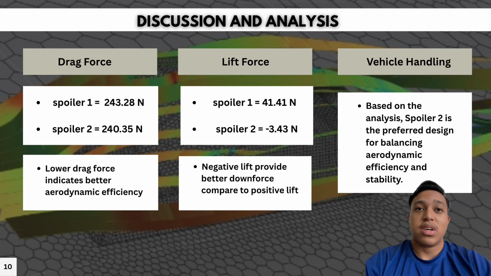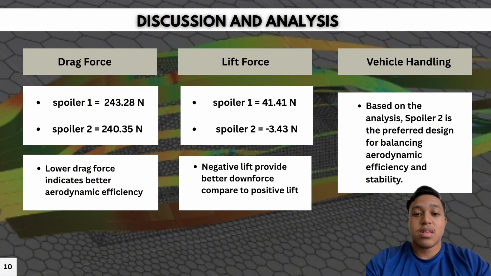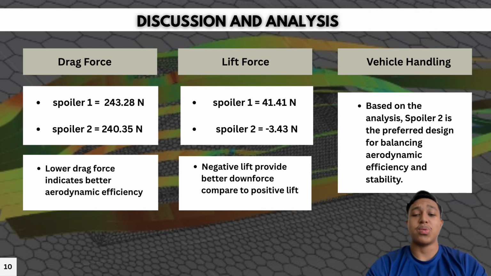So what is the drag force function? Drag force indicates the ideal aerodynamic efficiency of a sedan car that we've been using CFD to analyze. So using two different spoiler designs, spoiler 1 gives a slightly higher drag force value of 243.28 Newton, while spoiler 2 gives 240.35. So a lower drag force gives better aerodynamic efficiency for a sedan car with this spoiler design.